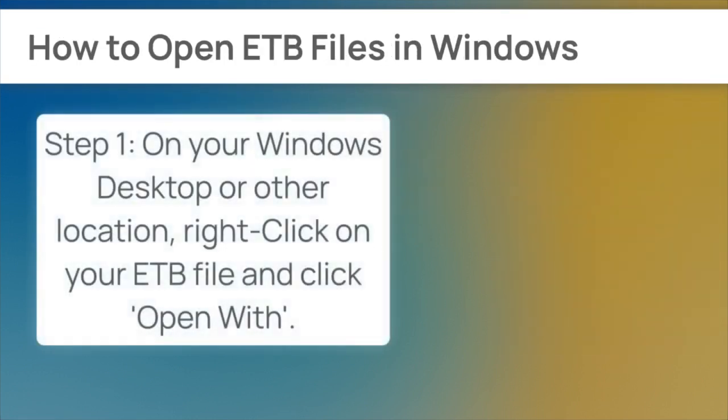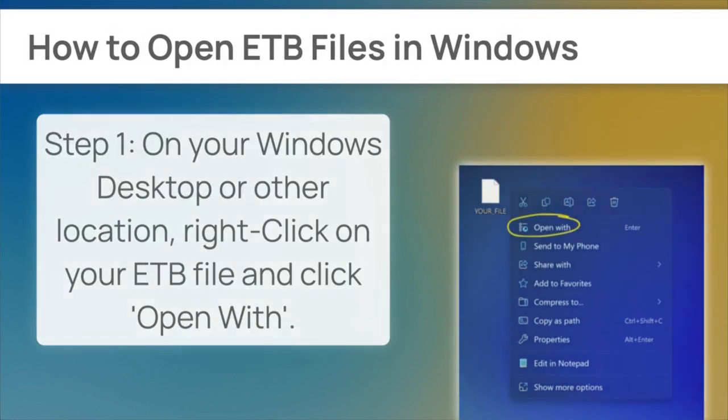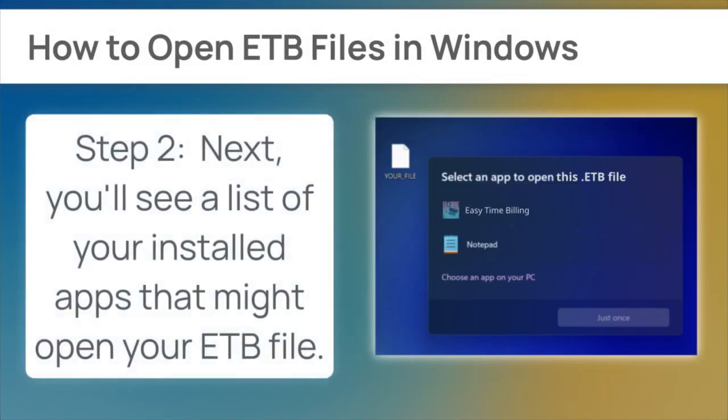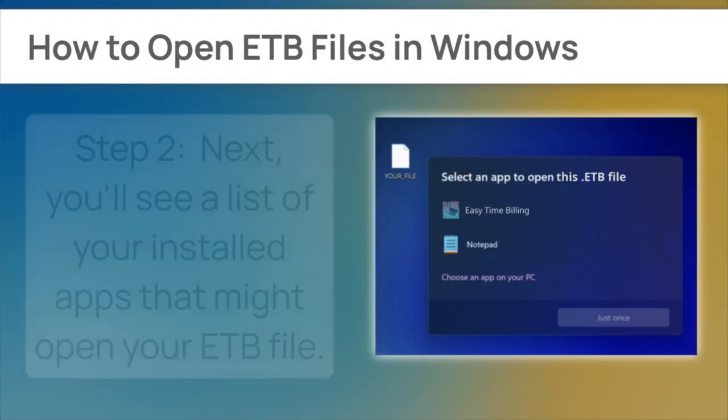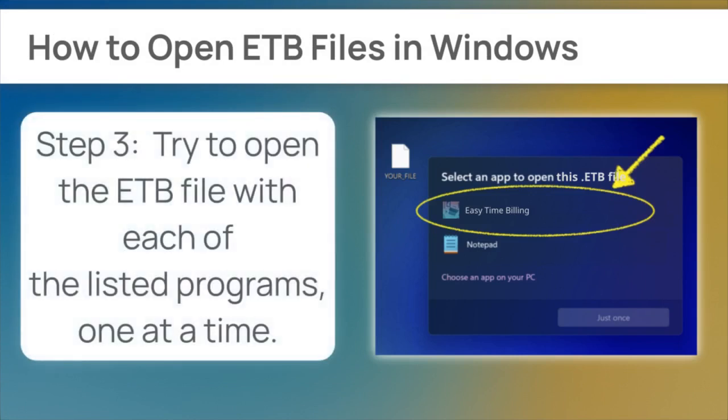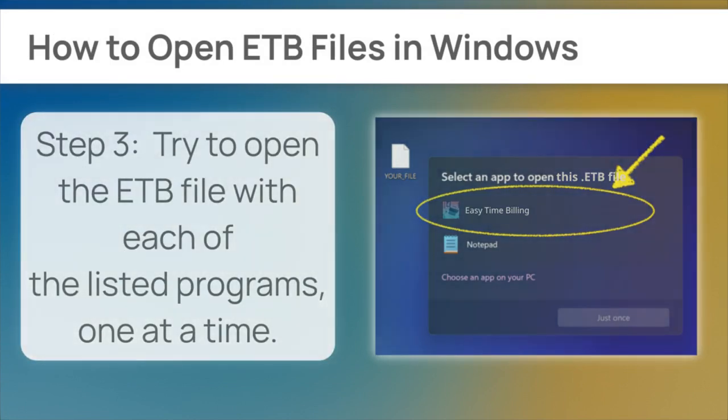To resolve the application failure, right-click your ETB file and choose Open With. Check for Easy Time Billing and test it first. If it's missing, select another program from the list. We need a successful file association.